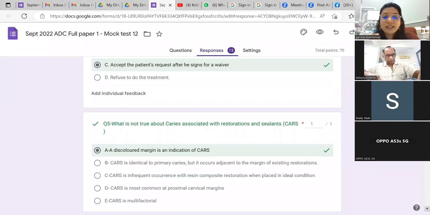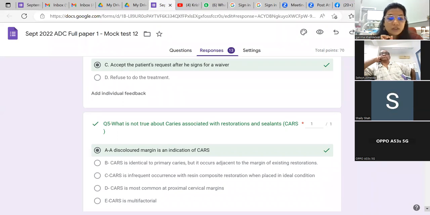Discolored margin is an indication of CARS. Is that correct? No. All discoloration does not mean there is caries. Discoloration can be because of the color of the restoration. Discoloration can be because of stains, anything. So luckily in this question, the first option itself is the wrong option as per the question. But let's see the other options, keeping in mind that we have to see what all is right.